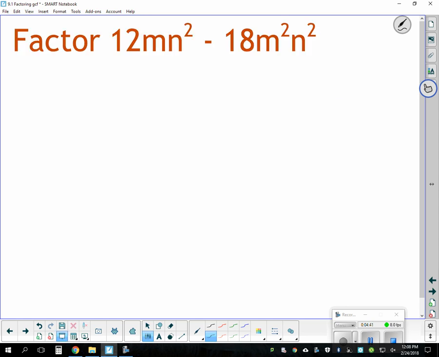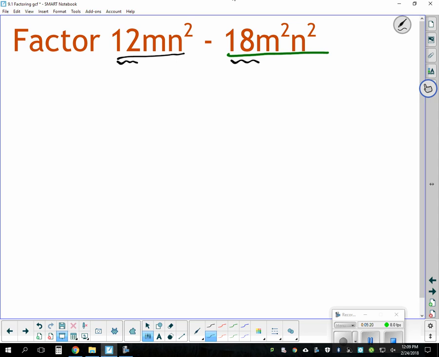Okay, so here's a problem. Factor 12mn squared minus 18m squared n squared. And what we need to figure out is what is the greatest common factor of 12mn squared and 18m squared n squared. The first thing you want to look at is the numbers. So we have 12 and we have 18. What you're trying to figure out is what's the biggest number that you could divide both of those things by. So 12 and 18 are both divisible by what number? And then what's the biggest one you could think of?